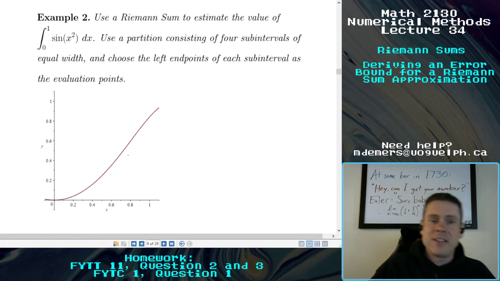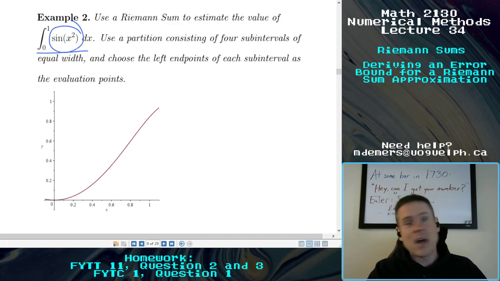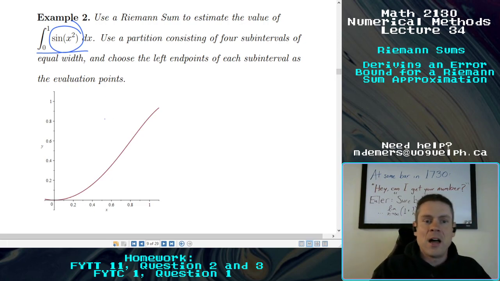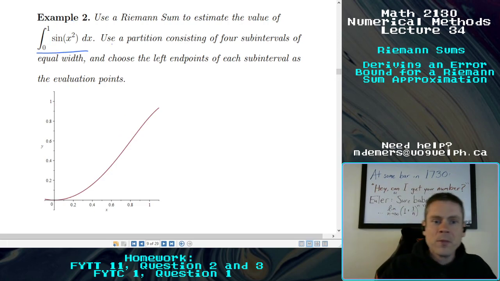So we're going to do a little example here. We're going to use a Riemann sum to estimate the value of the integral from 0 to 1 of sine of x squared. This is a special function. I cannot actually determine a closed form of the integral of that function. There is no antiderivative for this thing. So we need some sort of approximating technique if we want to calculate this integral. So let's see here. We want a partition consisting of 4 subintervals of equal width, and we want to choose the left endpoints of each subinterval as the evaluation points.